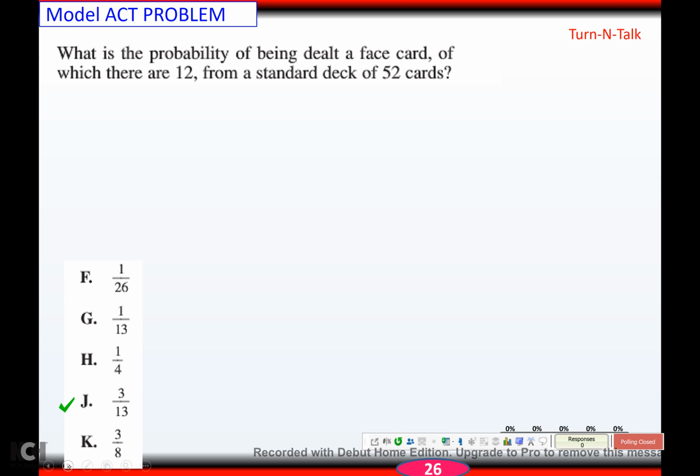What is the probability of being dealt a face card, of which there are 12, from a standard deck of 52? Well, you win if you draw a face card, which they're telling you there's 12. So the probability of pulling a face card, there's 12 ways to win, because there's 12 face cards in a deck. Out of the total number of cards in a deck is 52. And that reduces, you can reduce both by 4, reduces down to 3 over 13. Okay.